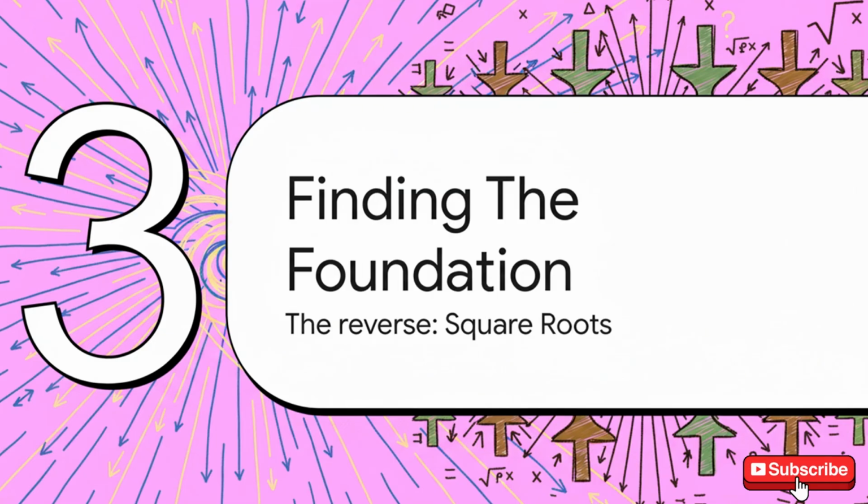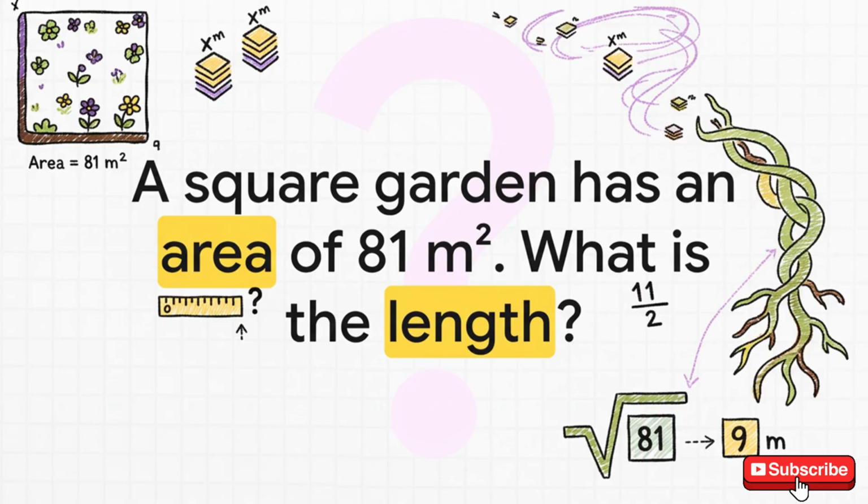Okay, so we've seen how to build a big number from a small one. But what if we need to go the other way? What if we have the big final number, but we need to figure out what number we started with? Just picture this. You've got a perfect square garden, and the total area is 81 square meters. Now, area is length times width, but since it's a square, the length and width are the same. So the real question is, what number times itself gives you 81?